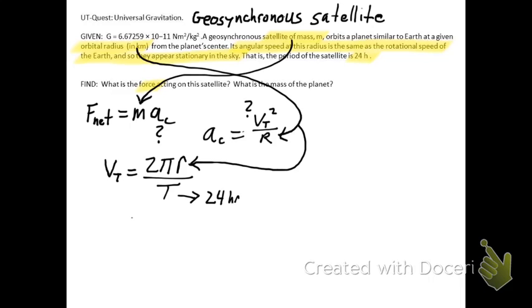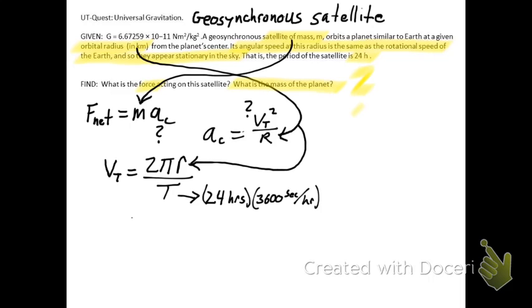The time period is 24 hours. Remember to multiply that by 3,600, so that will give you 24 hours in seconds. And then that allows me to compute the tangential velocity. From the tangential velocity, I can get the centripetal acceleration, and then multiply by the mass, and then I have F net of one force. There's only the force of gravity acting on this satellite.